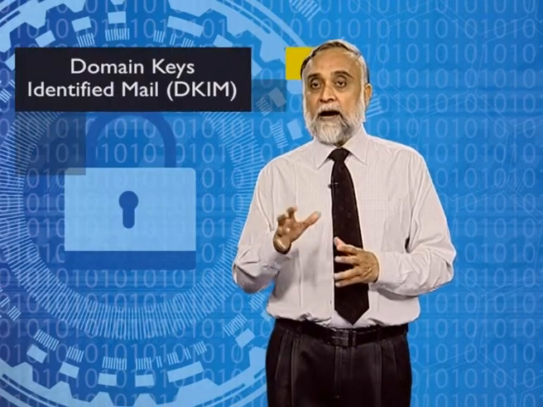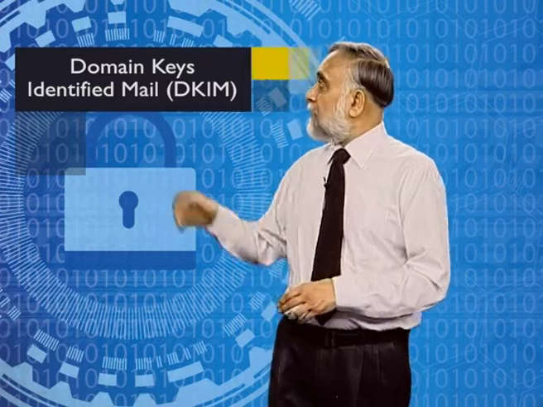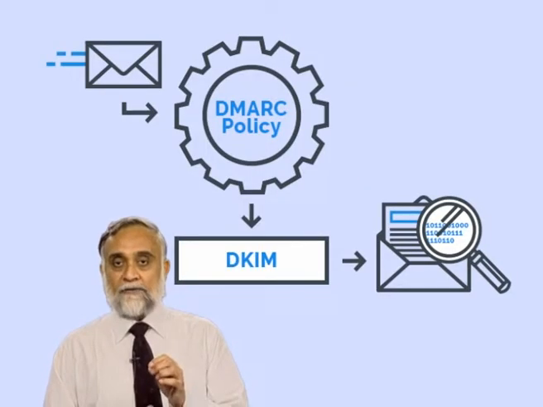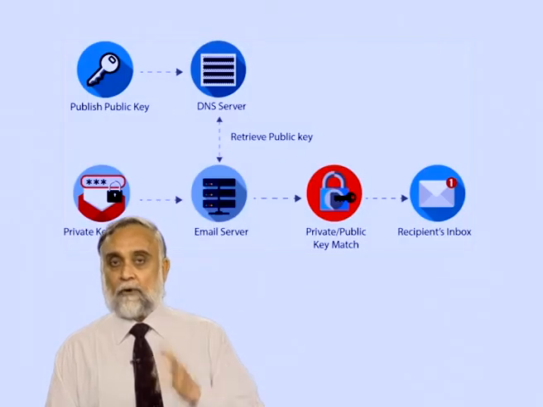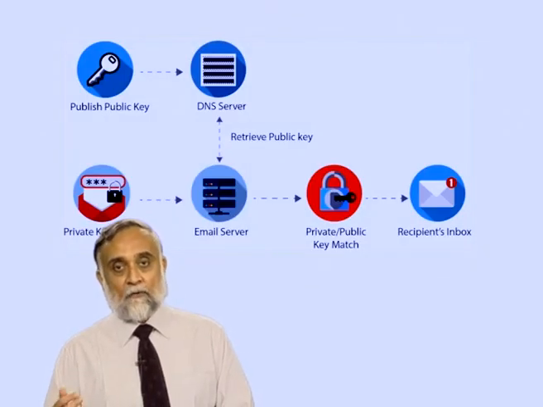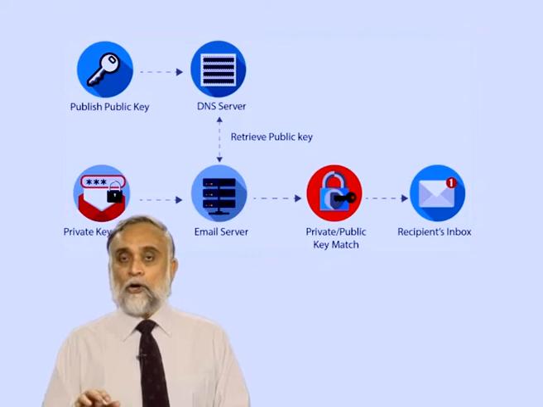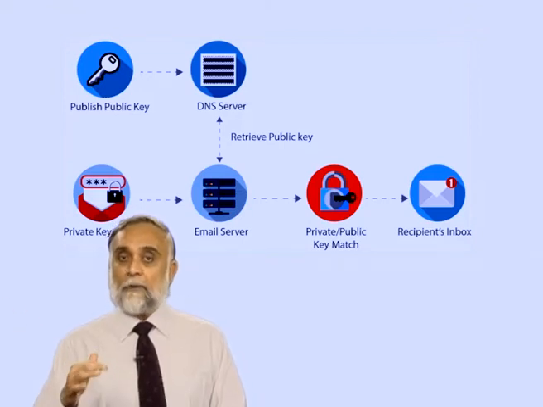Domain Keys Identified Mail, or DKIM. It uses the DNS records to provide recipients with a way of identifying where the mail came from. The recipient of an email uses DNS to look up the signer's public key. A signature is attached to each email, and each signature can be compared to the public key for authentication.